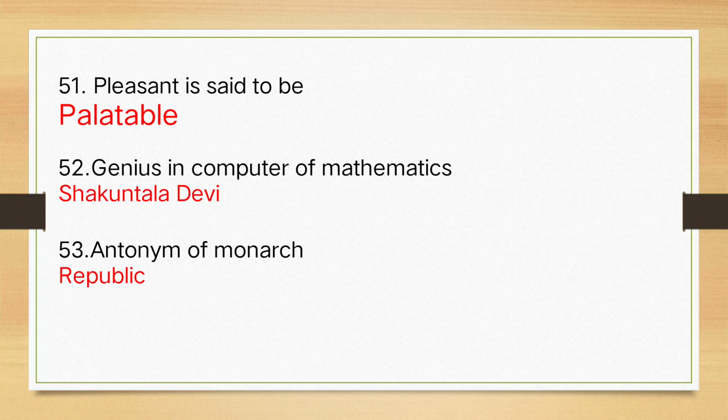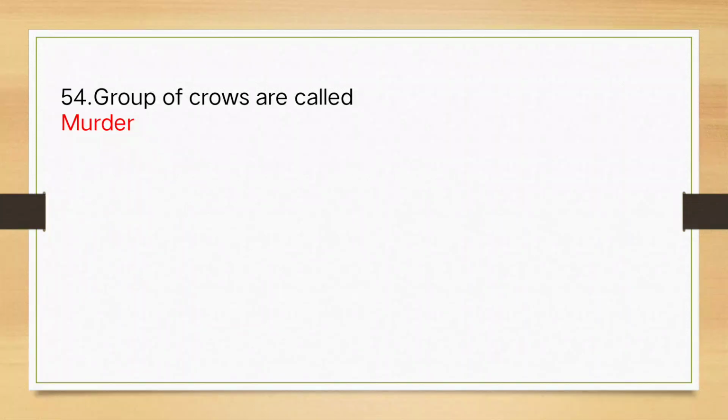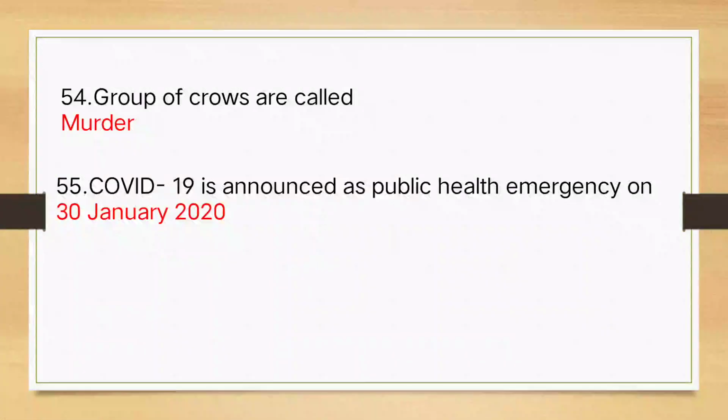Next one, antonym of monarch, that is republic. Next, group of crows are called murder. Then COVID-19 is announced as public health emergency on 30 January 2020. So these are about almost 55 questions. In the previous video, when you go to this channel, you will find other 10 questions.